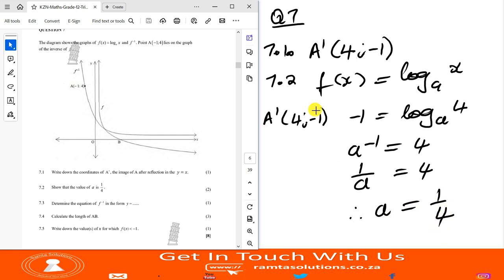Alternatively, you can also use your F inverse, because you can find your F inverse. But since they didn't ask you to find your F inverse, you don't even have to waste your time.